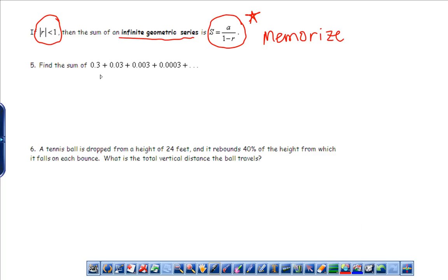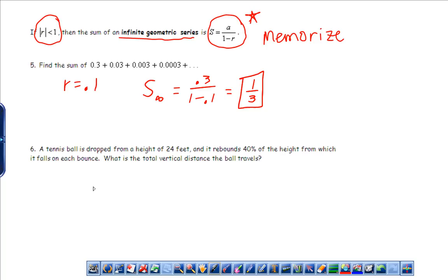Okay, so then we have this sum. We've got to find the sum. So what is your r here? From term to term to term, what are you multiplying by? A tenth. You could write it as a tenth, you could write it as 0.1, it doesn't really matter. So if you're trying to find the infinite sum, all you need to know is the first term, 0.3 over 1 minus 0.1. And this does simplify to 1/3.